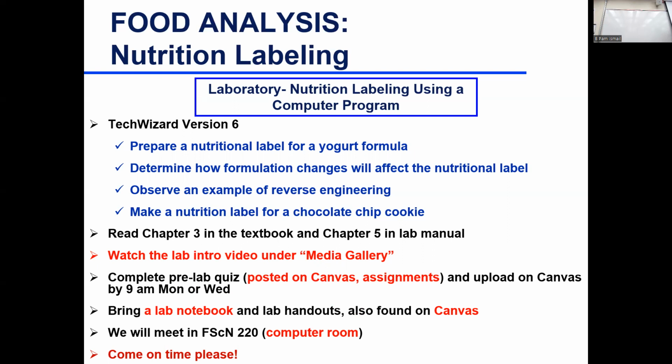And then you need to review chapter 3 of this lecture, and chapter 5 is your lab manual. I hope you've got your lab manual. If you don't, Kat is bringing physical copies of chapter 5. If you need that in the lab, make sure you watch the video in the media gallery and complete your pre-lab quiz. Also, be on campus by 9 a.m. Bring your lab notebook with you, because we're going to be taking notes. And we're going to meet in room 220.